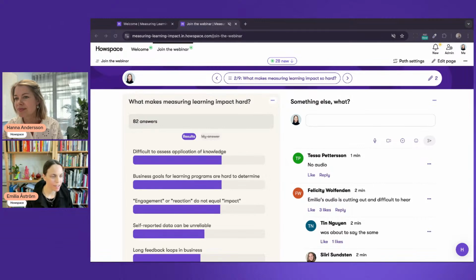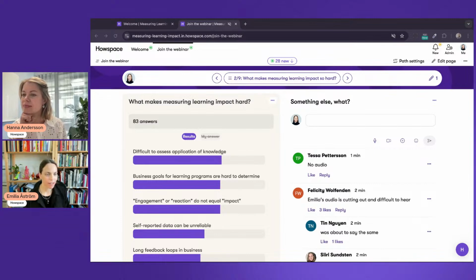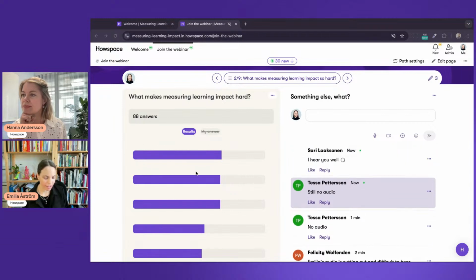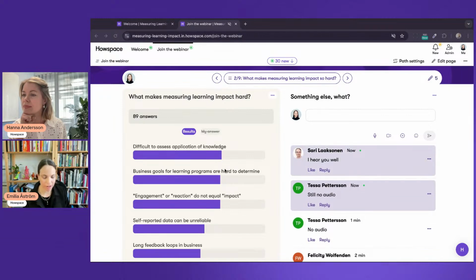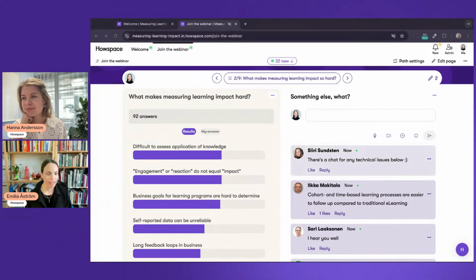Yes, so let's see if the audio works better now. Sorry about that. It seems like difficulty to assess applicational knowledge is one of the top challenges, but it's also very close to engagement or reaction not equaling impact, and also business goals for learning programs being hard to determine. So it seems like these 3 challenges are the ones that we're going to focus on, listening to ideas and insights that can help us overcome them throughout the session. So thank you very much for taking a moment to help us prioritize and let us know what matters most to you.